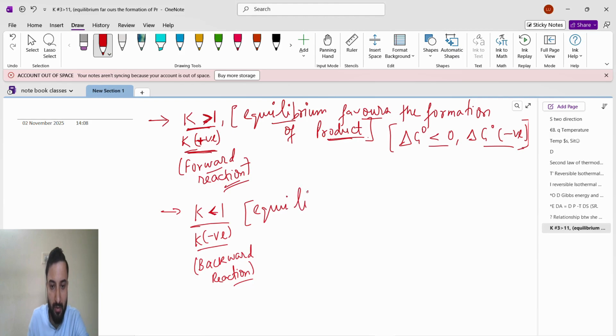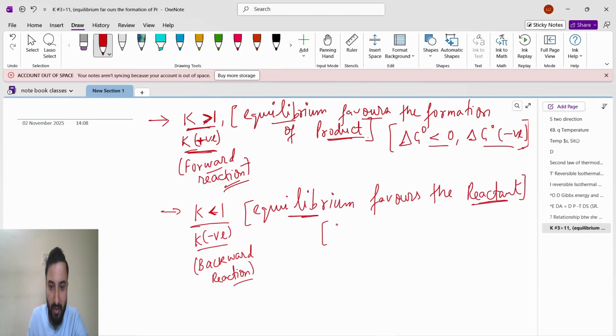Backward means equilibrium favors the formation of reactants. Equilibrium favors the reactant. Okay, what will happen here? Equilibrium favors the reactant because it is going in the backward direction.